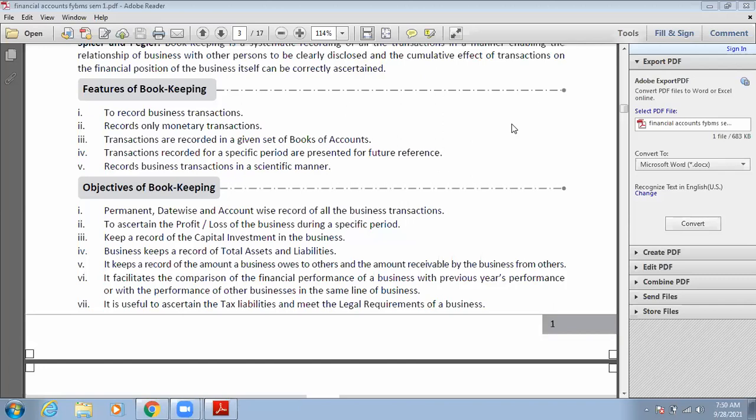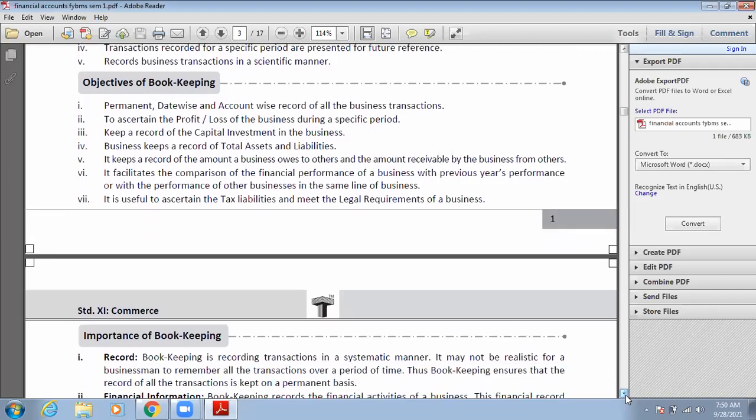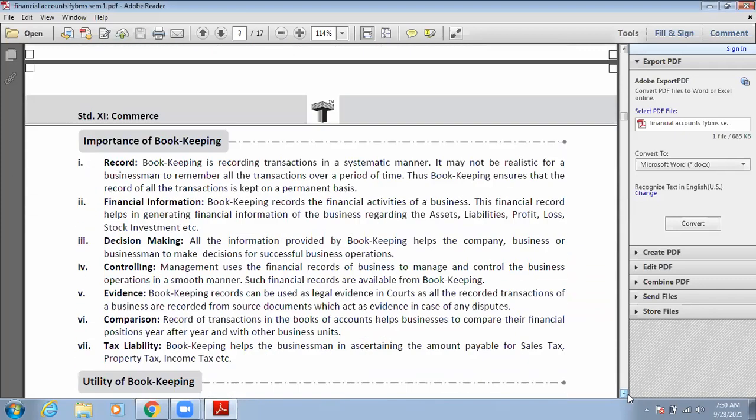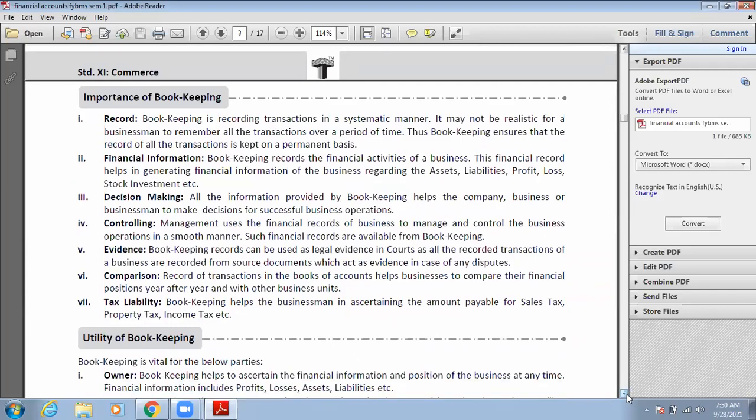It is useful to ascertain the tax liability and to meet the legal requirements of the business. That means every year we have to pay taxes to the government. So on the basis of the financial position of the business, the profit and income, we can calculate the tax liability. I hope that one is clear. Is this clear, student? Please give me a response. Yes, ma'am.